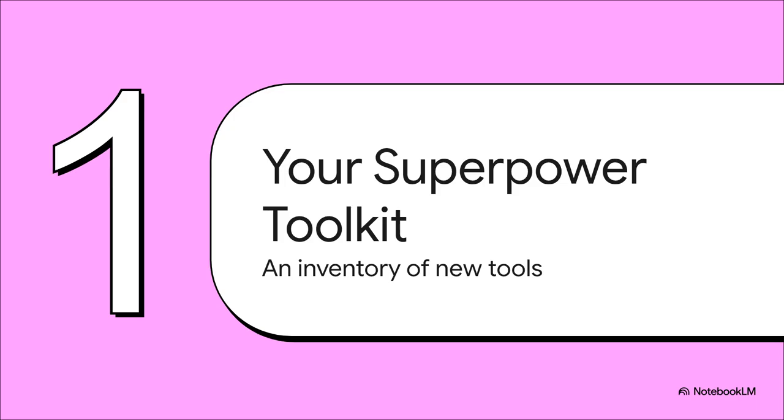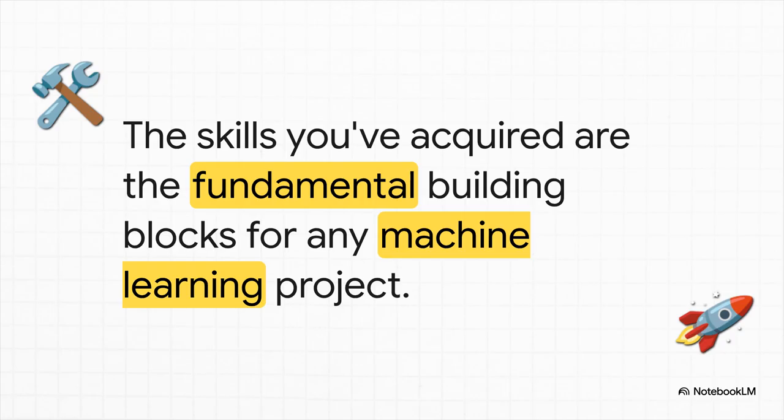Okay, so first things first, let's just take a second to appreciate what you've actually pulled off here. Seriously, this isn't just some list of things you've learned. It's a whole new inventory of superpowers, a toolkit, really, that you now have at your disposal. Now, really, let that sink in for a minute. The skills you've just picked up, they are the absolute fundamental building blocks for so much of what's happening in modern machine learning. You've gone from just reading about it to actually doing it, and you've built a toolkit that's going to serve you no matter what you decide to tackle next.